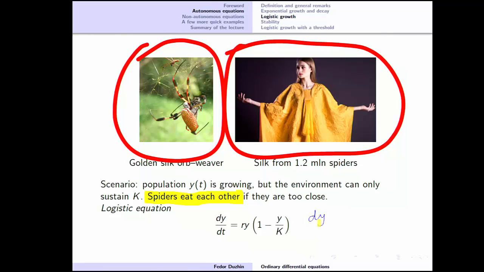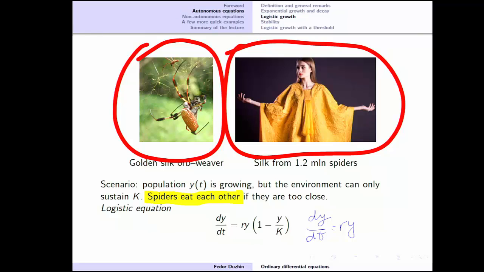Right? So you can think of it like modeling with a differential equation. If you write a differential equation dy/dt, then the growth rate of the spiders is proportional to the population, which means that you must have some kind of term proportional to the population.